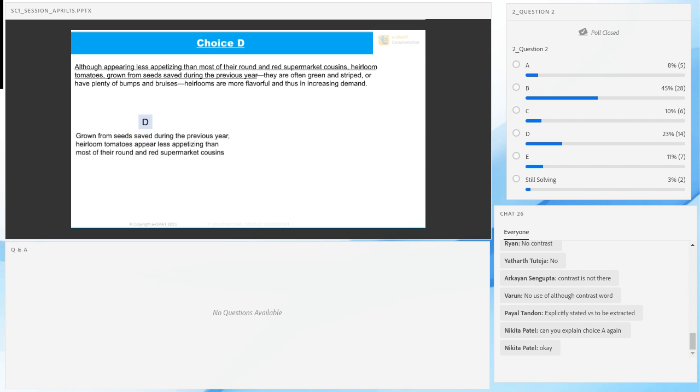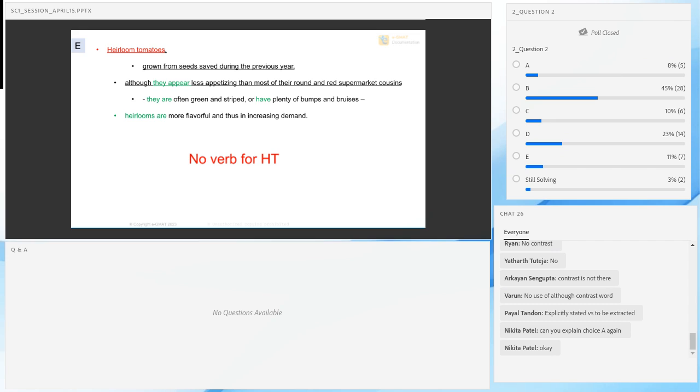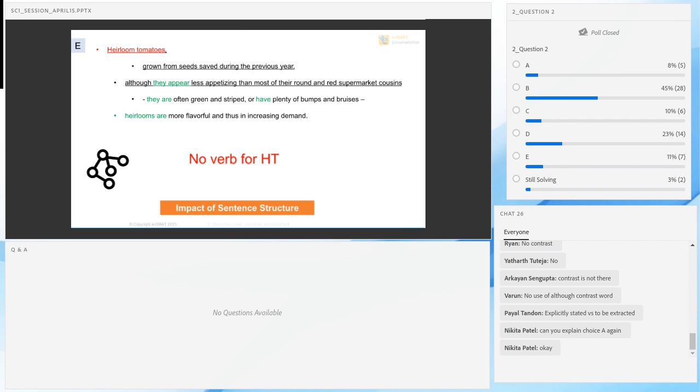All right. Let's look at choice D, we've already looked at that. So again, choices A and E. E has a different sentence structure, but the issue is very much the same. There is no verb for heirloom tomatoes. Now, if you think about it, there is no nuanced grammar being used in this question. It's all a play of your core skills.